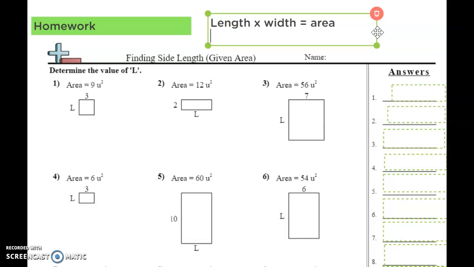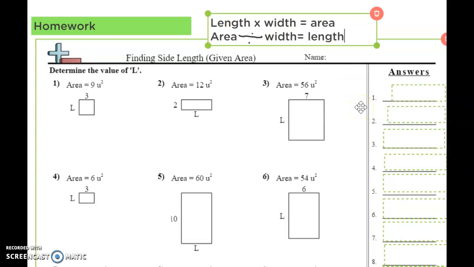If we have a missing length or a missing area, we can use division to help us solve for the missing side. So we can divide area by either the length or the width to help us find the opposite length or width. So we could divide by the width to help us find the length, or the length to help us find the width.